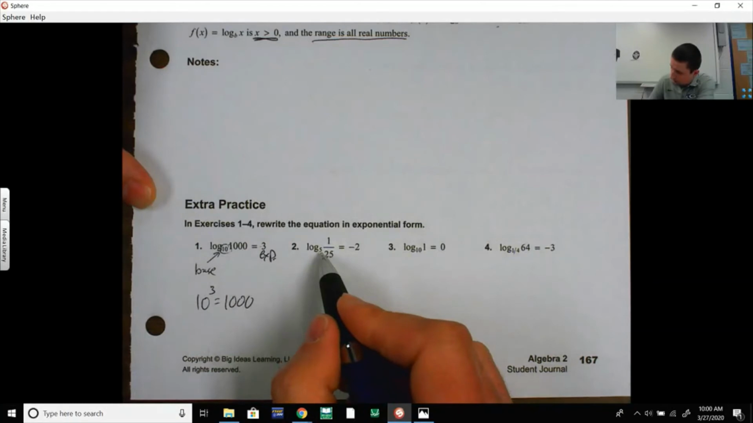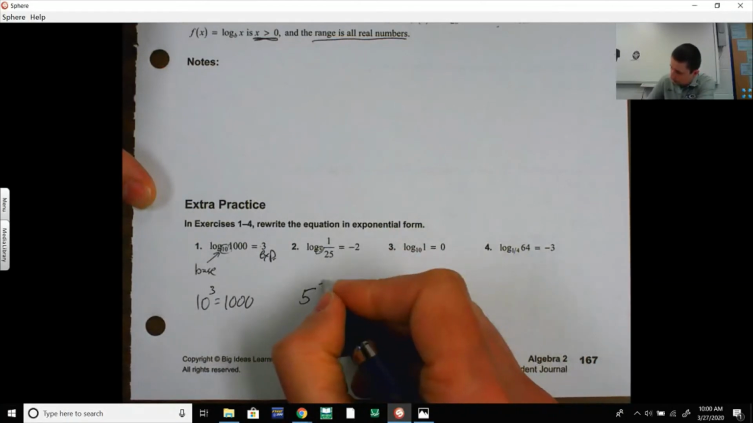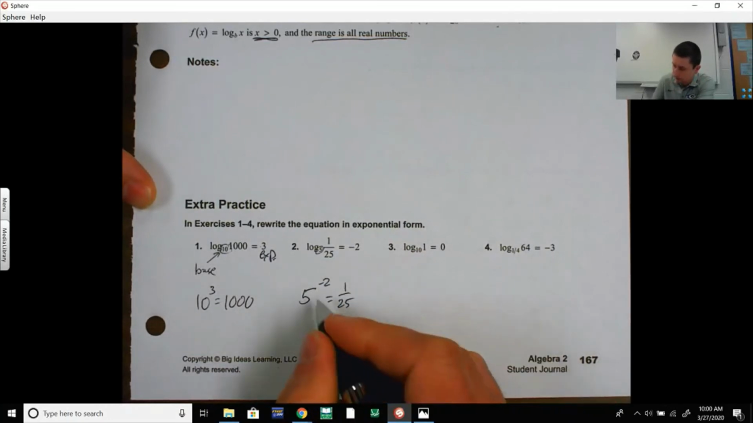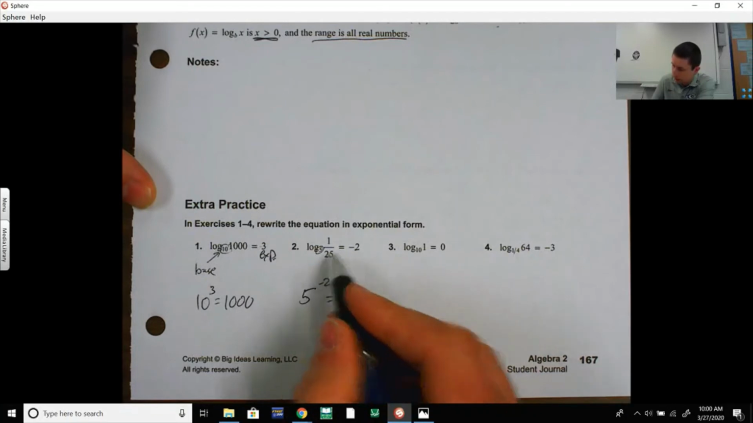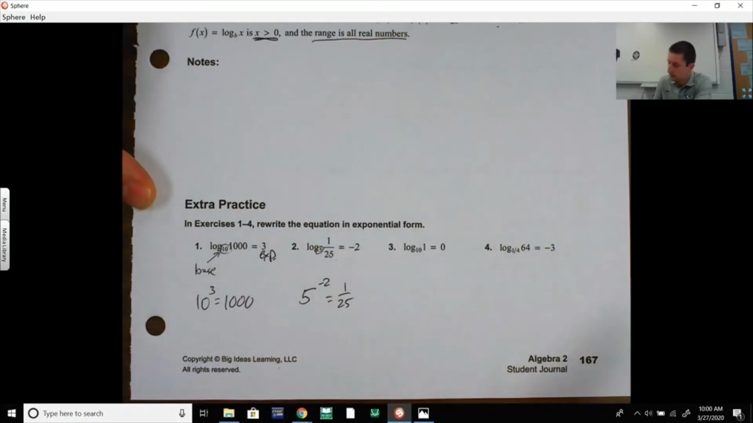Okay, number 2, your base is 5. Your exponent is -2, and your answer is 125 of your value. So 5 to the -2nd is 125. Okay, stop this. Go get the next 2 written down, and come back and check.